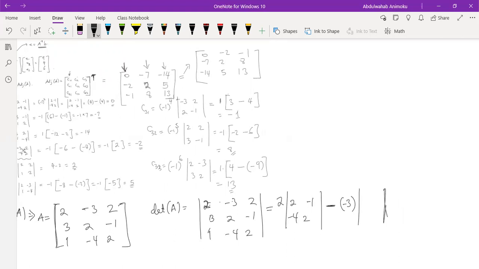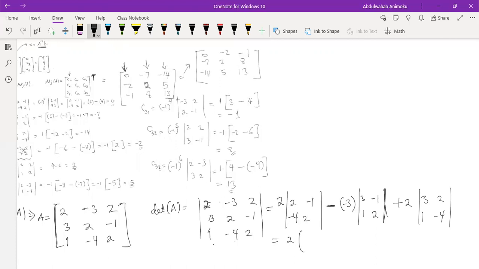Close the row and column that minus 3 belong to. What will be left will be 3, minus 1, 1, 2. Then finally, plus 2 times the determinant of 3, 2, 1, minus 2, right? I close the third row, the first row, and then the third column, right? What is left is 3, 2, 1, minus 4. Okay, so now let's calculate this.